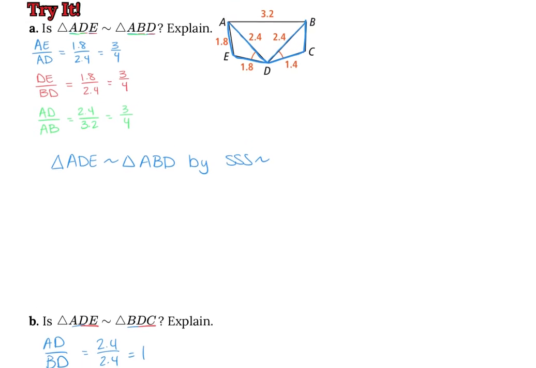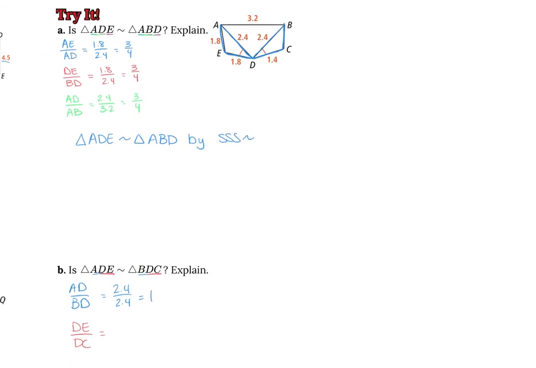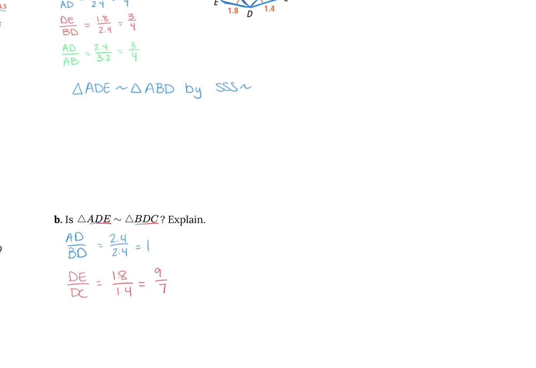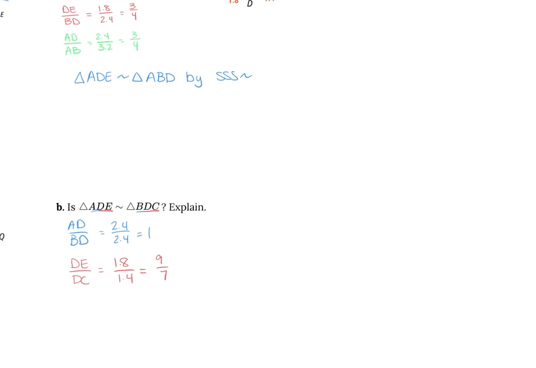So DE is 1.8. DC is 1.4. I can tell those aren't going to get me 1. I'd end up with 9/7. So those two are not similar. I don't even need to check the third set of sides to see if they are similar, but I'll go ahead and do it just to make sure we've covered our bases on how to find that third side.